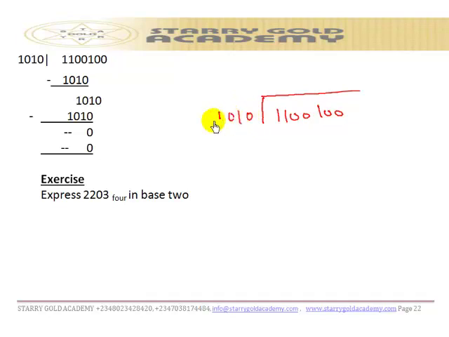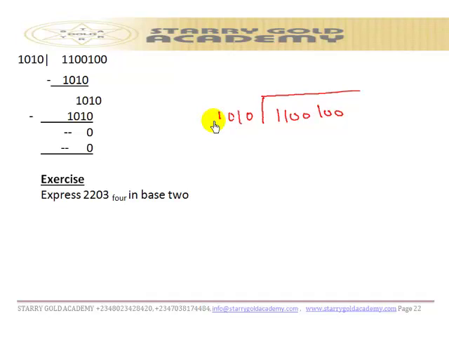Now the first thing I want to do is I want to see this number. I know it's in base 2. Yes, this number is in base 2. But first, what do you see? You see 1010. You see 1100100. Now these are the two numbers you can see. It's in base 2, but let's see it that way.